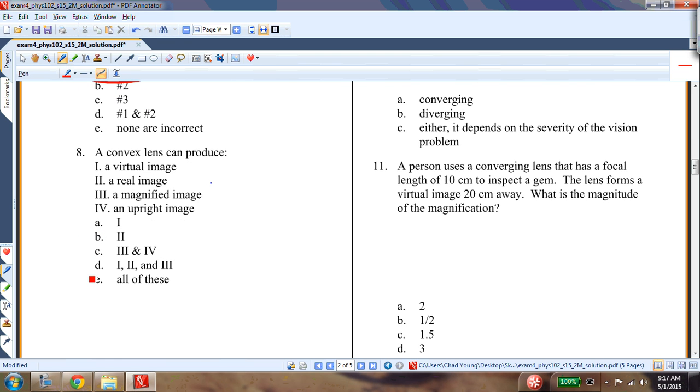A convex lens can produce which of these? Remember, a convex lens looks like this. It can produce a virtual image, it can produce a real image, it can produce a magnified image, and it can produce an upright image. So E is the right answer for number 8.